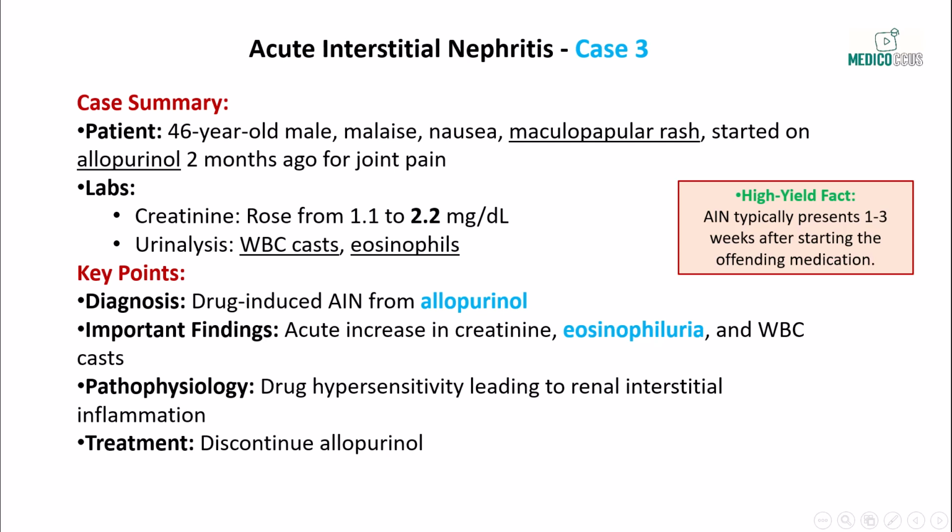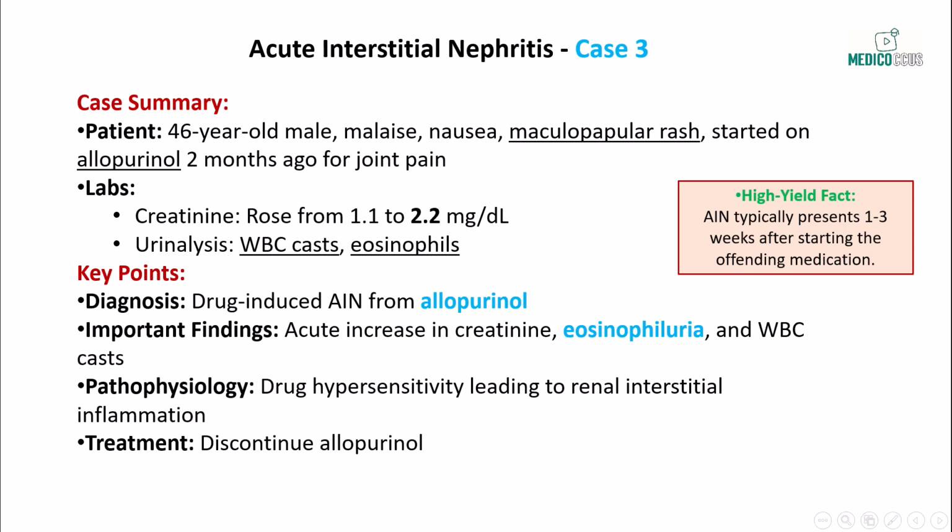A 46-year-old man presents with recurrent joint pain. He was started on allopurinol 2 months ago and now reports malaise, nausea, and a faint maculopapular rash. His creatinine has risen from 1.1 to 2.2 milligrams per deciliter, and his urinalysis shows WBC casts and eosinophils. Once again, we're looking at a classic case of drug-induced acute interstitial nephritis, this time caused by allopurinol. This highlights an important takeaway.